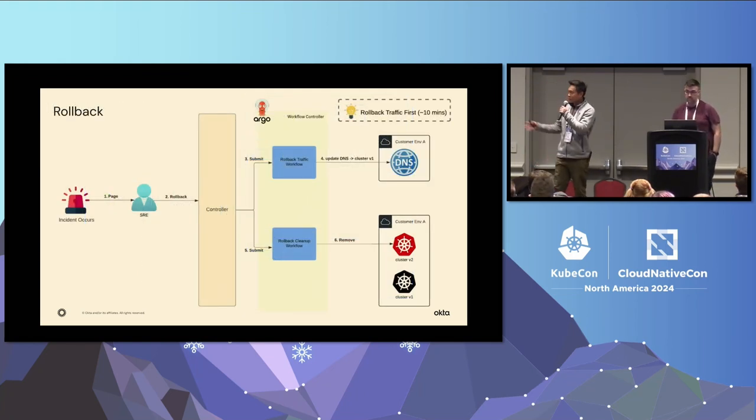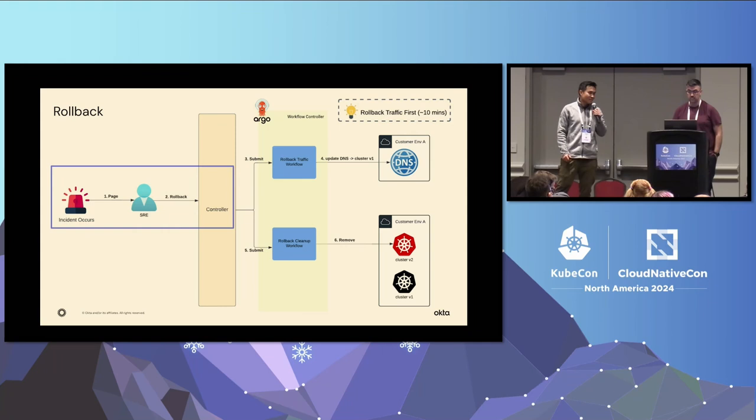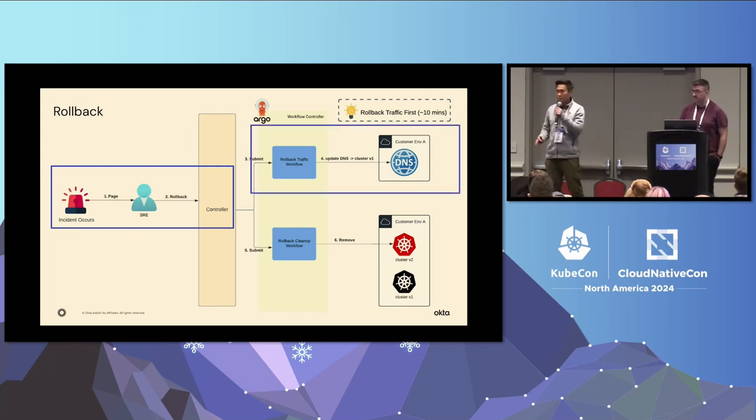We also need to support a rollback use case. Let's say deployments happen, we upgrade in the customer environment, and then something happens. An incident occurs, SRE is paged, SRE sees what happened, and then we just start the rollback operation. At that time, the control plane will submit a couple of rollback workflows. The first workflow will be a rollback traffic workflow. What does this workflow do? It basically just points the traffic back to the old cluster, and the turnaround time is less than 10 minutes.